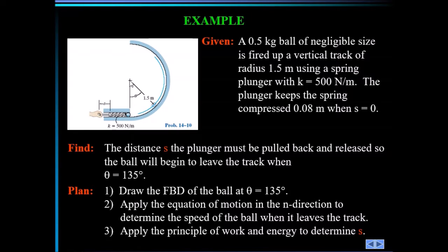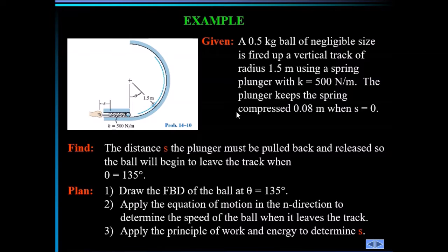You can see our angle here is measured off of our vertical, with the center point being at the center of this curve here, and we have the radius shown here of 1.5 meters, and an angle given to us is theta. So in the problem statement, we know that it's a 0.5 kilogram ball of negligible size, which we treat as a point, and it's going to be fired up a vertical track of radius 1.5 meters, so there's our radius right there, using a spring plunger with, again, a K value of 500 newtons per meter.